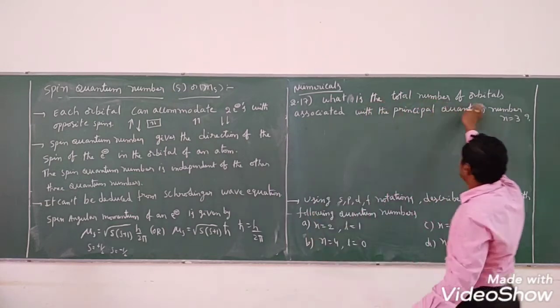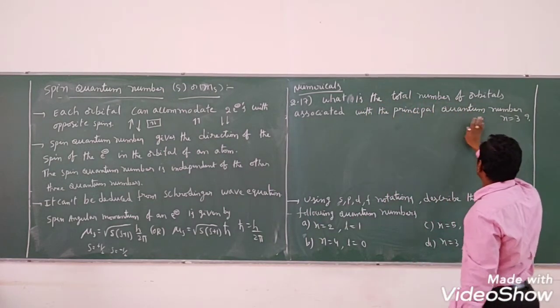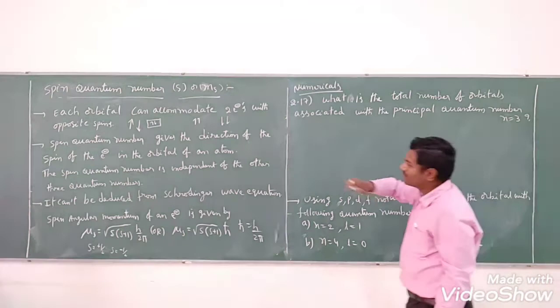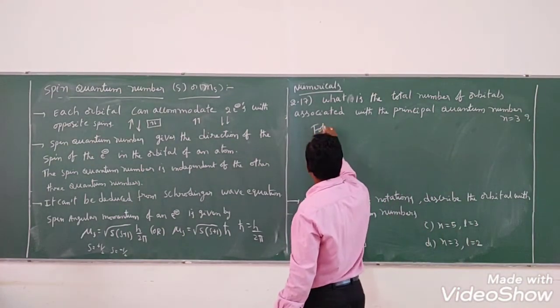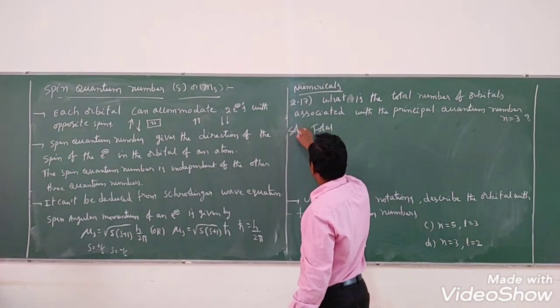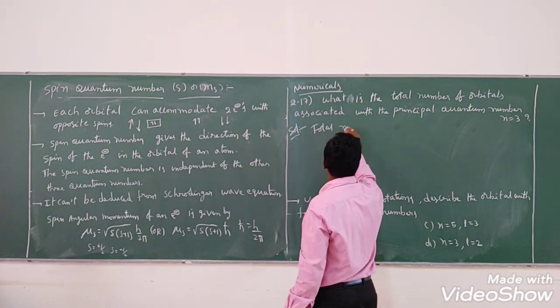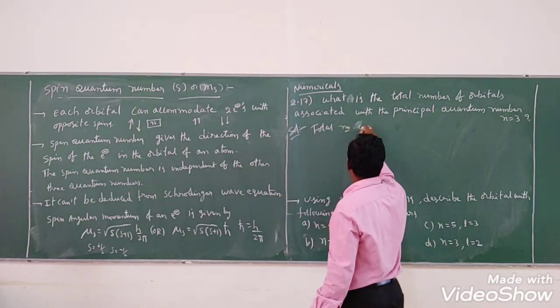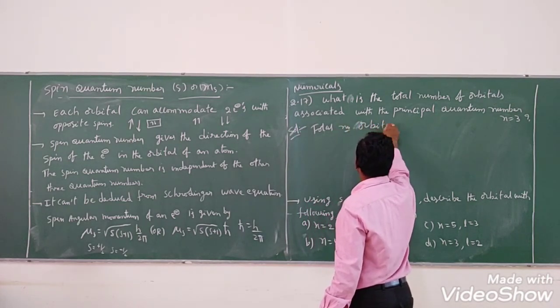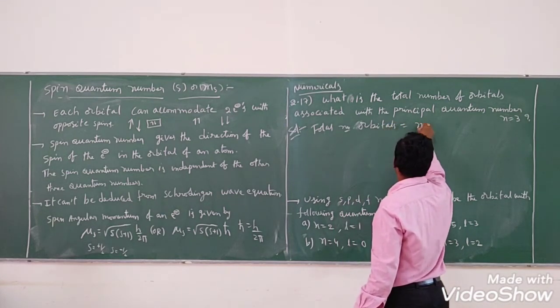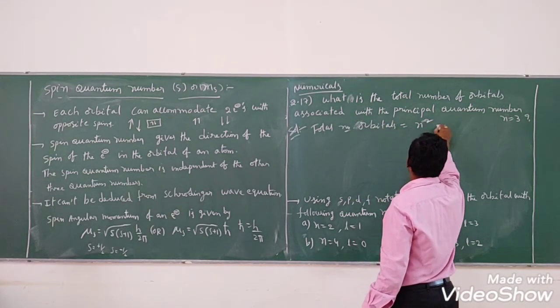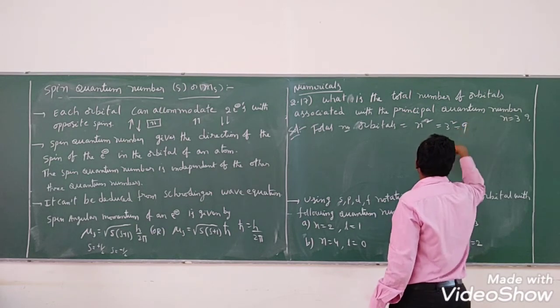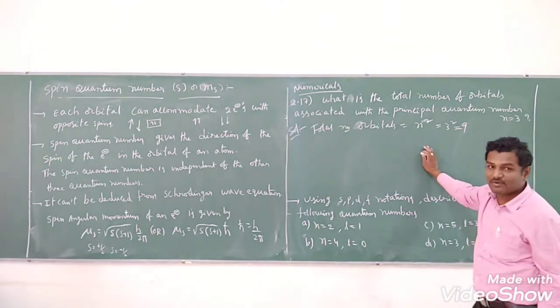What is the total number of orbitals associated with the principal quantum number n equals 3? The total number of orbitals formula is what? The total number of orbitals formula is n square, right? For a given n value, the total number of orbitals is n square. The n value is 3. Here 3 square is nothing but 9. 9 orbitals.